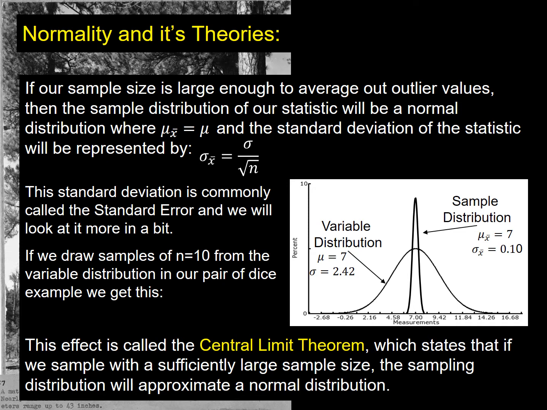If we think about the pair of dice experiment, we get these curves for the variable distribution, which represents the possible outcomes of a single sample, and sample distribution, which represents the possible sample means if little n equals 10. This narrowing of the sample distribution from the variable distribution is referred to as the central limit theorem, which states that if a sample has a sufficiently large sample size, the sampling distribution will approximate a normal distribution.